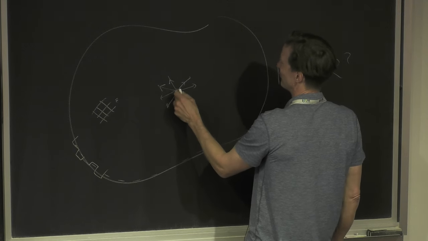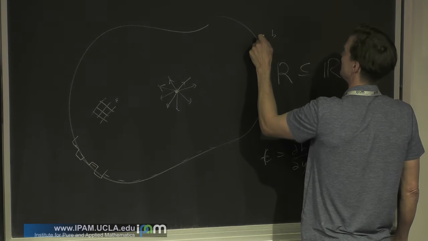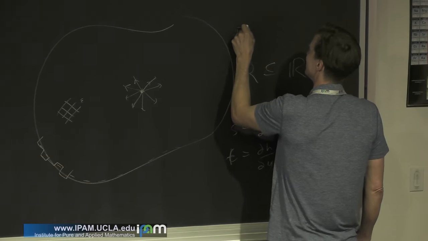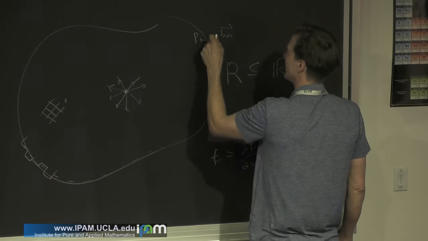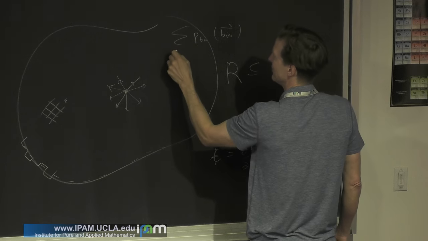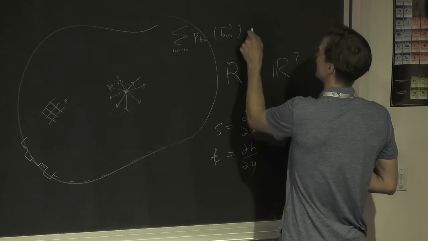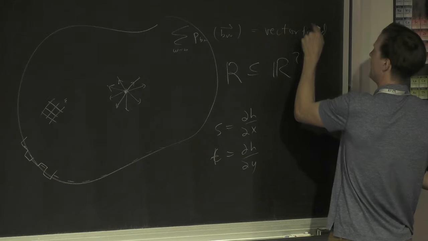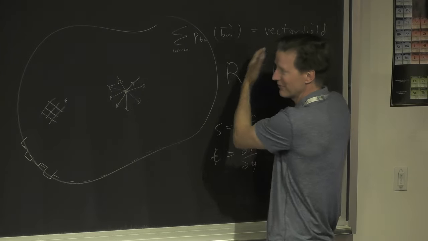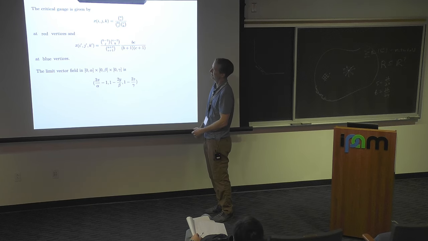Right? So for every black vertex, I get the vector BW, B minus W. And I multiply that vector times the probability of BW occurring. And then I sum over all neighbors W of B. And that gives me some random vector field. So I'm thinking of the expectation of that vector field as the analog of the derivative of the height function, if you like, in two dimensions.